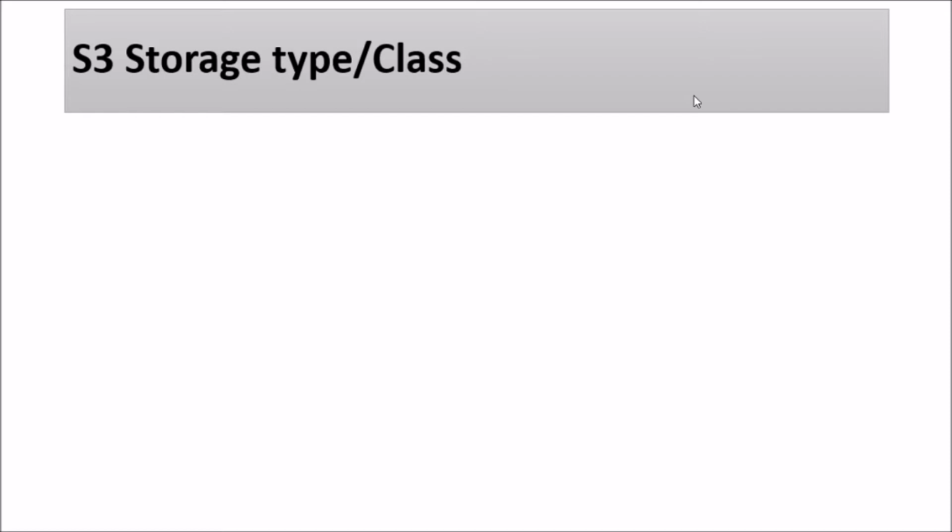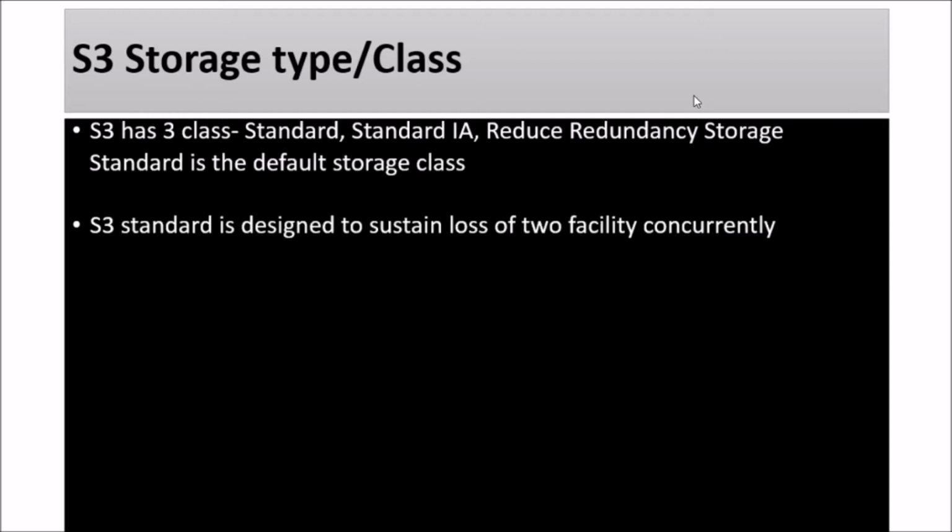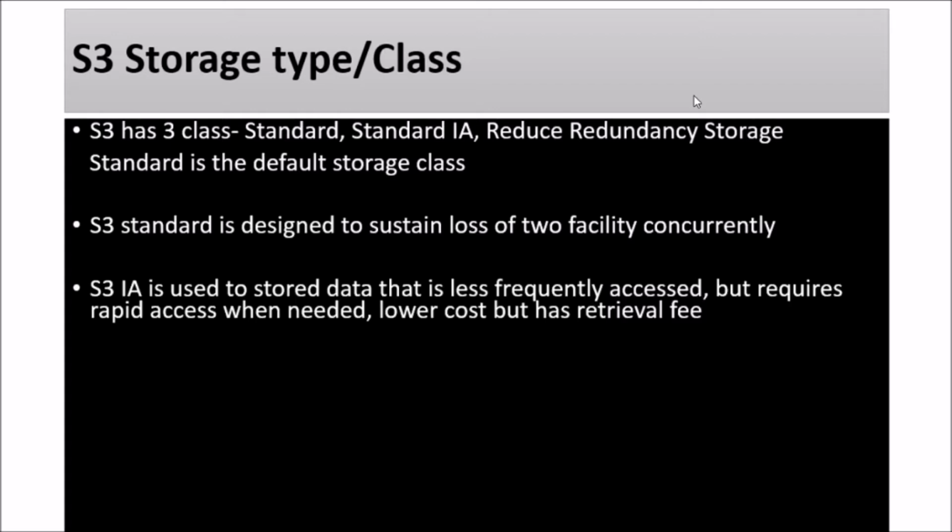So let's continue. S3 storage class or type. We have three S3 storage classes, which we call standard, infrequent access or standard IA, and reduced redundancy storage, which we also call RRS. Standard is the default storage class. S3 standard is designed to sustain loss of two facilities concurrently.